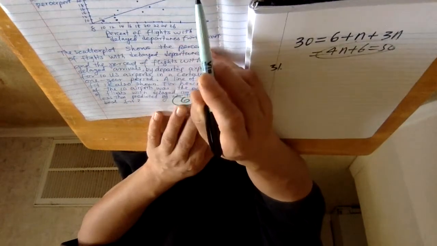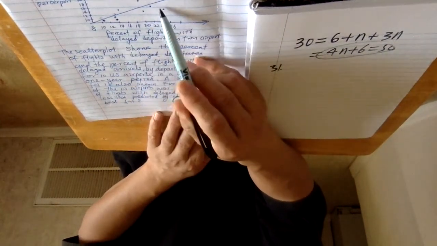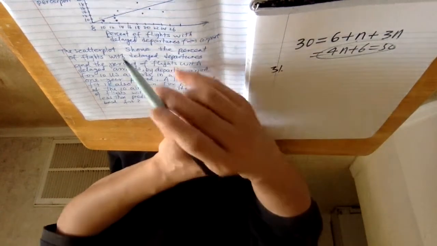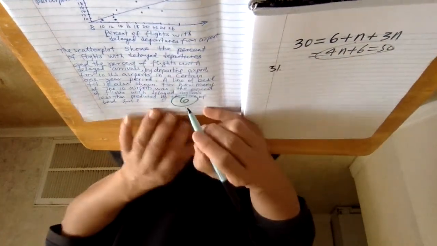Remember, if you have the line of best fit, anything below this line is going to be less. So we count 1, 2, 3, 4, 5, 6. So the answer will be 6.